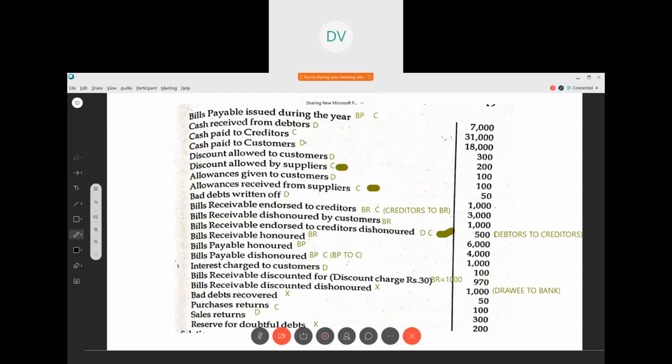Bad debts recovered. So bad debts recovered will come on the profit and loss account. You might have seen it on the credit side, right? So it will appear there. It will not come here.